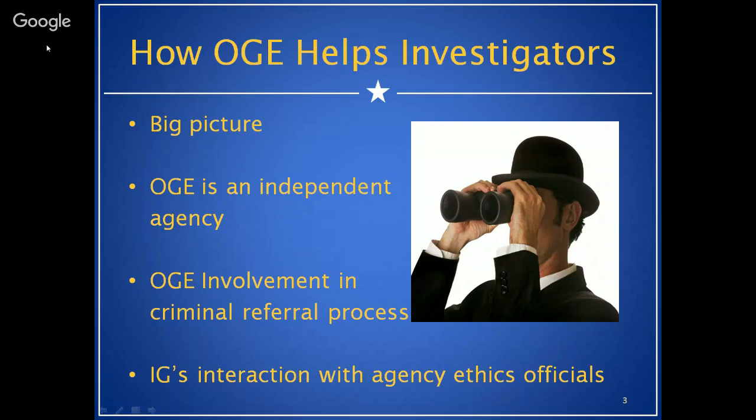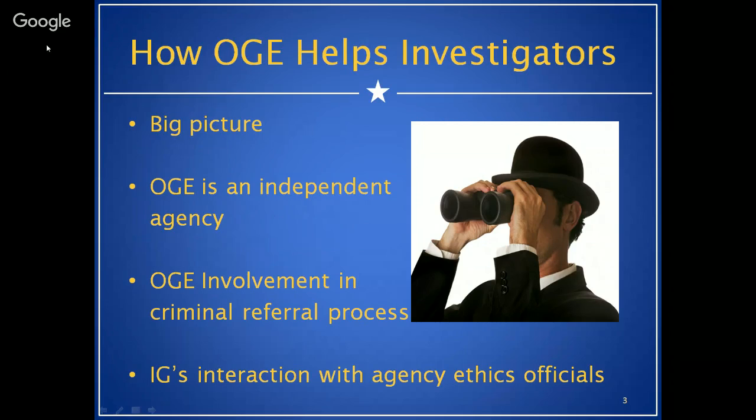So in addition to that, we also can get involved in the criminal referral process by providing ethics officials advice on individual cases where they may or may not be sure that a referral is required either to the IG or to DOJ. And in some cases, we help agency ethics officials communicate with DOJ or with the IG to explain the basis of a legal referral.